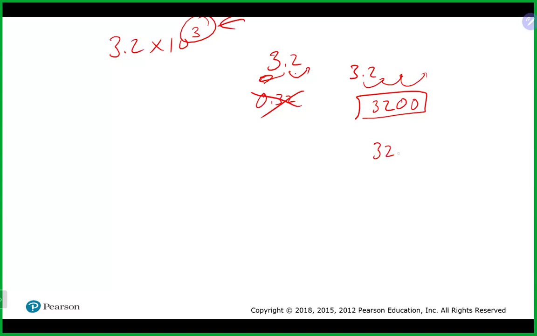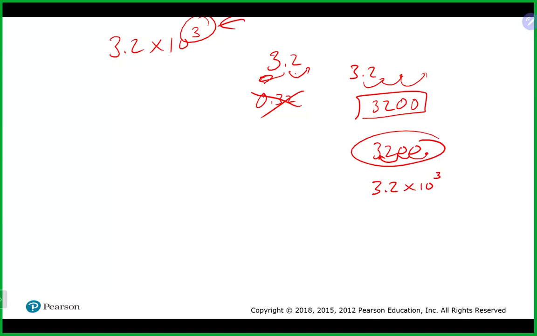So again, if you were starting with this number, you would assume the decimal point is here, and you would go 1, 2, 3 places, and that'll give you 3.2 times 10 to the 3. 3,200 is bigger than 1, so it's a large number, so it would be positive.